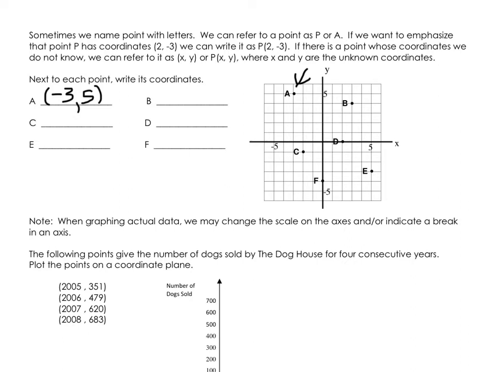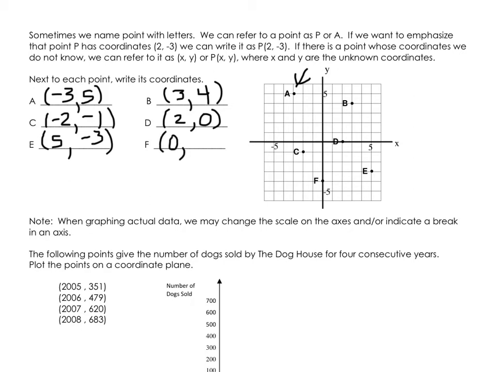Point B, what are its coordinates? 3, 4. Point C, -2, -1. Point D, 2, 0. Point E, 5, -3. Point F, 0, -4.